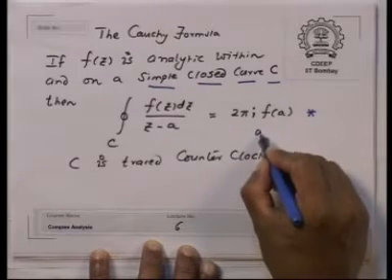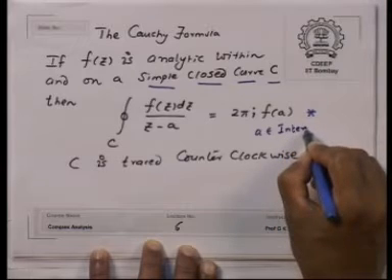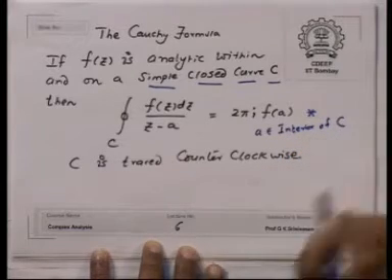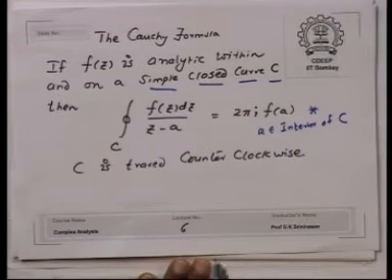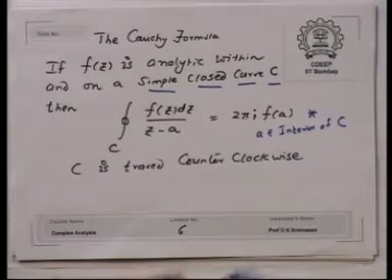Sorry, a lies in the interior of C. Thank you very much. The correction is a should lie in the interior of C. In the picture, we tacitly assumed that, but if a lies outside, then straight away by the Cauchy integral theorem, the thing will be 0. That is a very good observation. A should lie in the interior of C, that should have been mentioned, and now it is here.